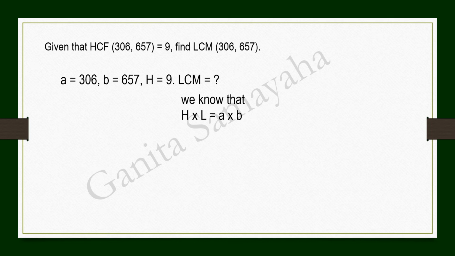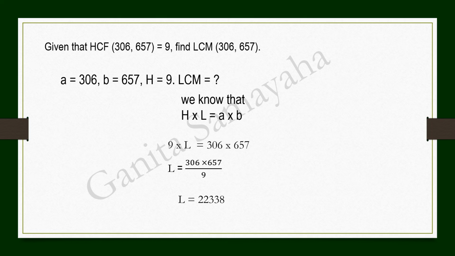Let us proceed now. So how do we use this concept, H into L equal to A into B? You are given HCF of 306 and 657 equal to 9. That means we know that one number A is 306 and B is 657, and we have got H as 9. We have to find the LCM of the same set of numbers, 306 and 657. Very simple, isn't it, children? We know that H into L is equal to A into B. So substitute. H is 9, 9 into L is equal to 306 into 657. Simplify it and then we get the value of L.